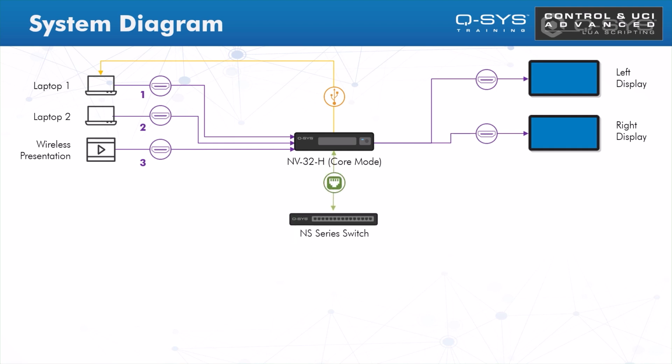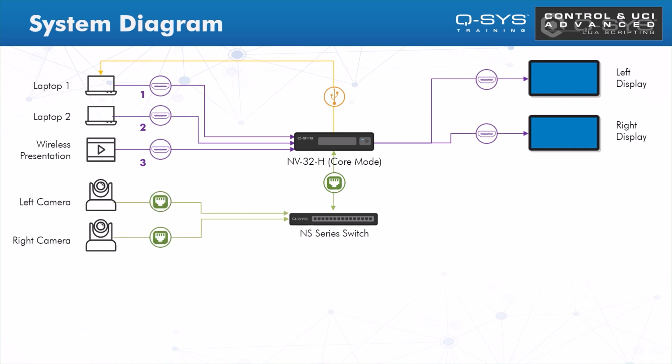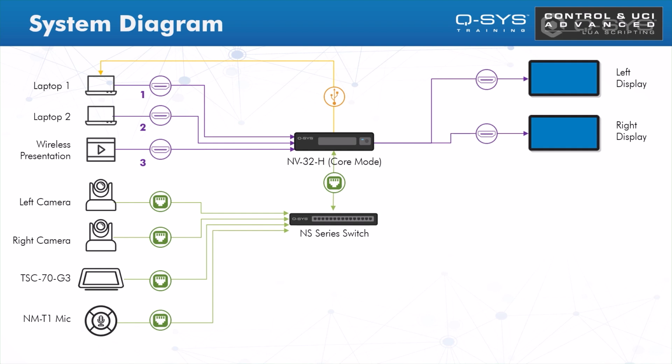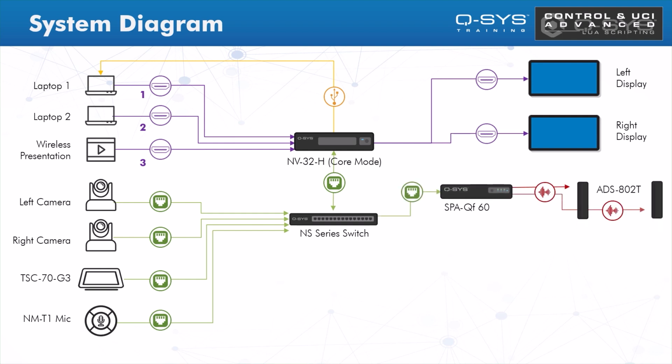And then through the power and magic of a network switch, we are going to be able to bring in our left and right network cameras, our TSC70G3 that's going to be serving our UCI in the room. We're also going to bring in that NMT1 over the network. Additionally, we're going to run network out to our SPA QF60, right? We're going to take that QLAN audio straight out to the endpoints, and then we're going to push it out to our ADS 802Ts to have wonderful sound in the room.